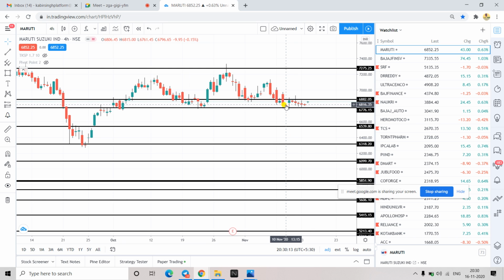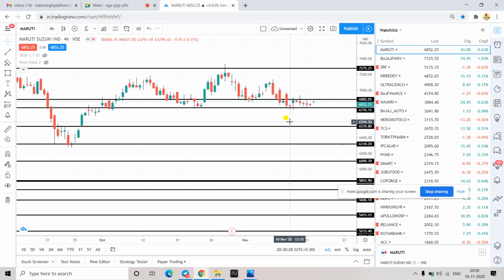This is T1, this is T2, this is T3, but the high of this system should break. These are small candles again, so the high of this system should break. That will be a very good confirmation. For now, it is not doing that.